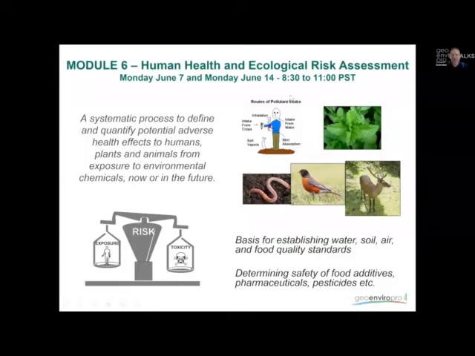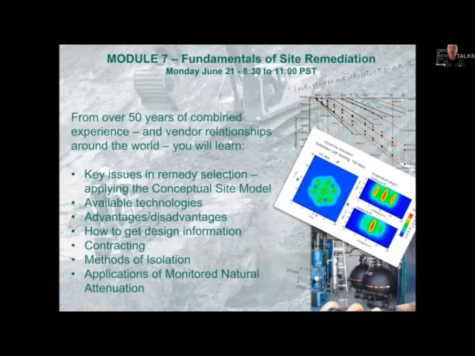Two Mondays in June, I'm going to be presenting on the fundamentals of human health and ecological risk assessment. What is contaminated sites risk assessment, you ask? Well, it's a systematic process that we use to define and quantify potential adverse health effects to humans, plants, and animals from exposure to environmental chemicals currently and in the future. And what we use it for in our industry is to determine the need for and the nature of risk management measures at contaminated sites. This is how you close out a site. Theoretically, this is the end point to the cycle.